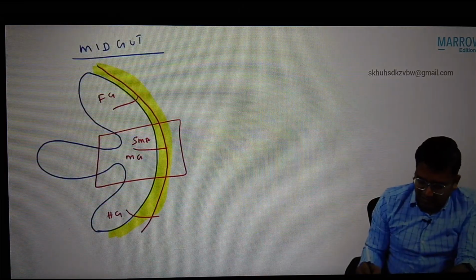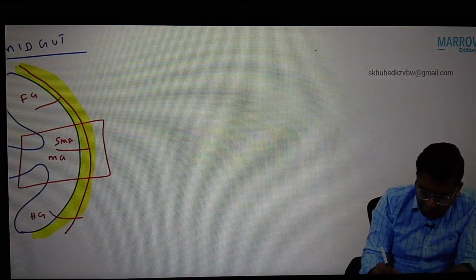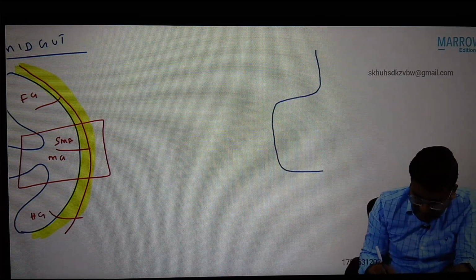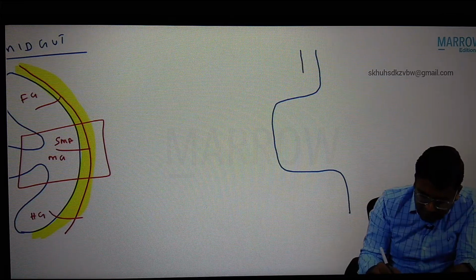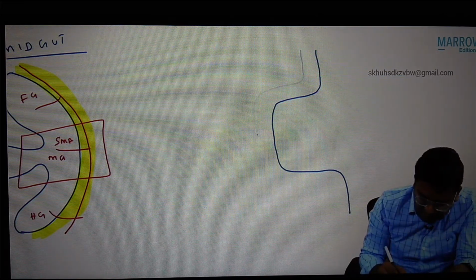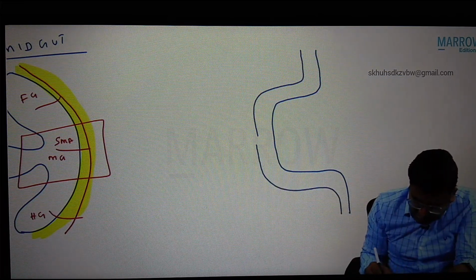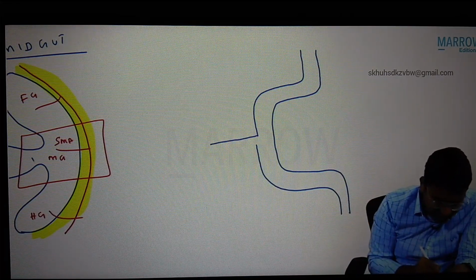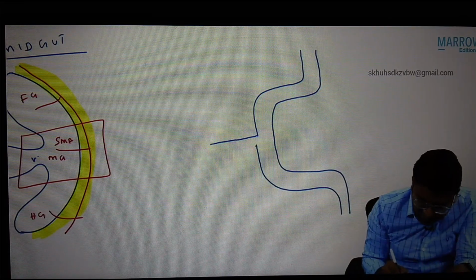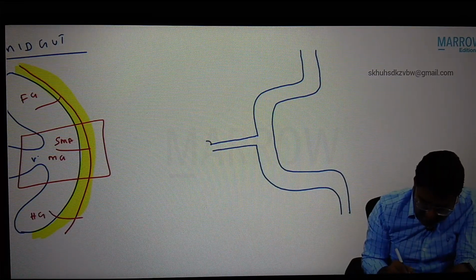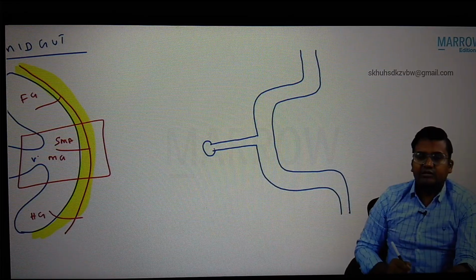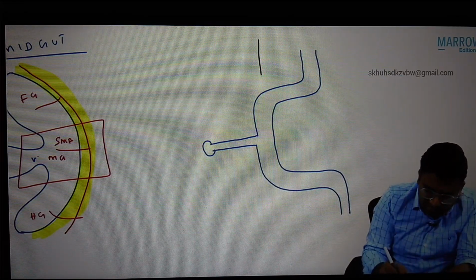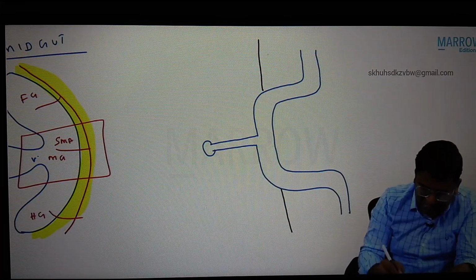So now we're going to draw the diagram for the midgut tube. Now this is our midgut tube with ventral convexity, like this. This is our vitelline duct, the vitello-intestinal duct, which in turn is in the umbilical vesicle.